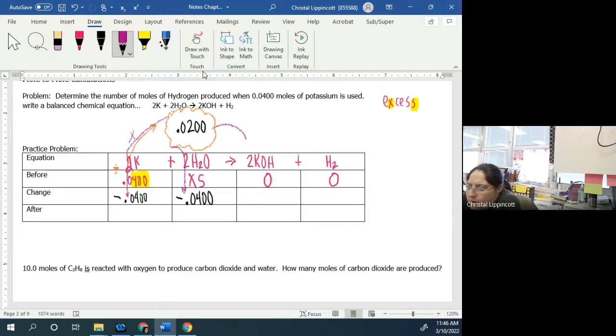When I come down out of the cloud here, this time instead of minus, I'm actually going to be plus because this is a product. We're making this stuff. So we're adding it. It's also going to be 0.0400. And lastly, my hydrogen here, what am I going to multiply by? No, just 1. I'm going to multiply by 1 because remember, if there's not a coefficient here, it's understood to be 1. So here, we're going to add 0.0200.